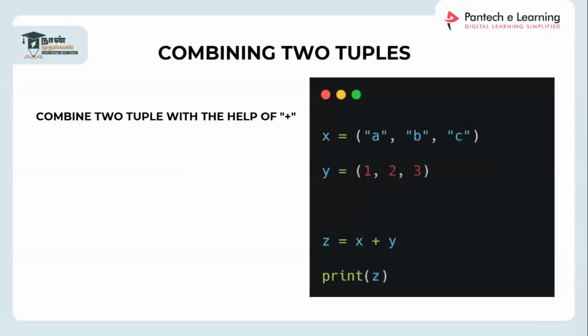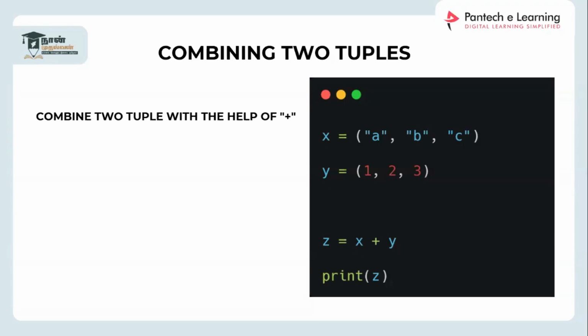So this is combining two tuples. Just as with strings, where two different strings are combined into a single string using the arithmetic operator plus, the list has a built-in function, extend. Similarly, the tuple uses the plus operator to combine two different tuples. So in this place, x and y are two different tuples. We can use the plus operator, and automatically both are combined.